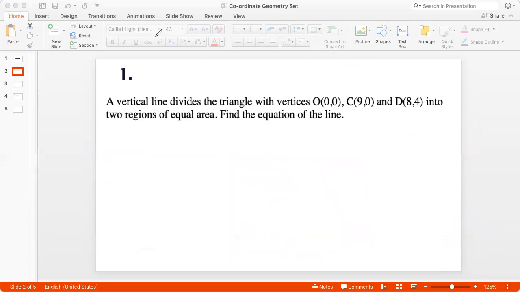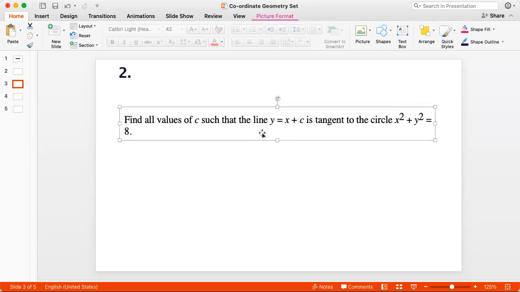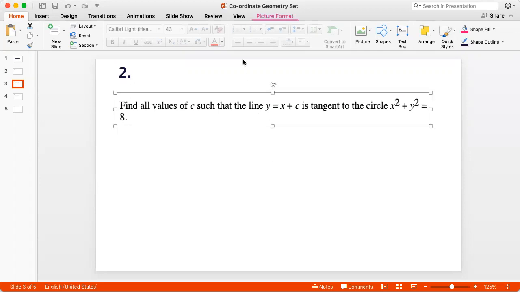Okay, let's go to the next question. Find all values of c such that the line y is equal to x plus c is tangent to the circle x square plus y square is equal to 8.